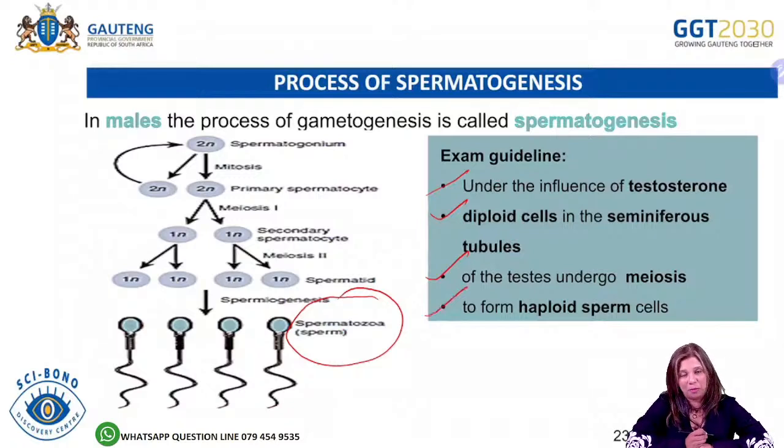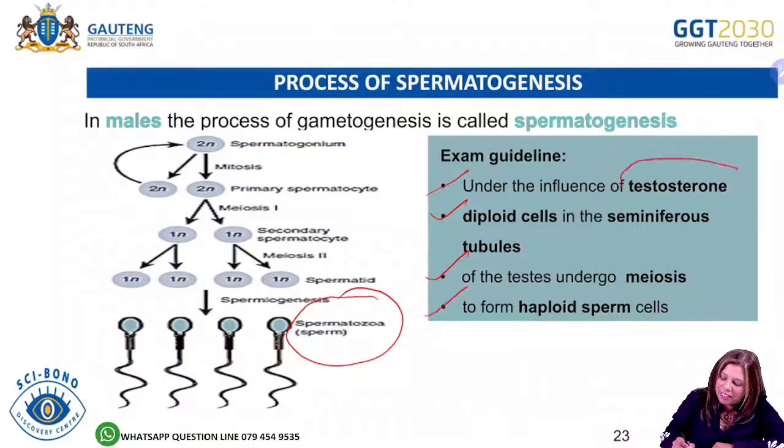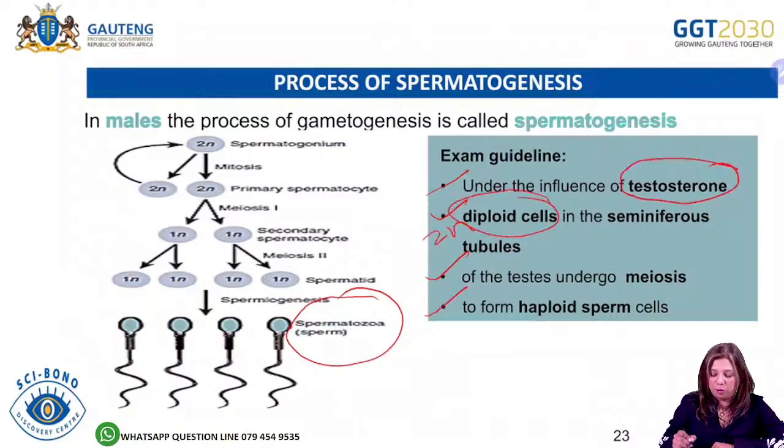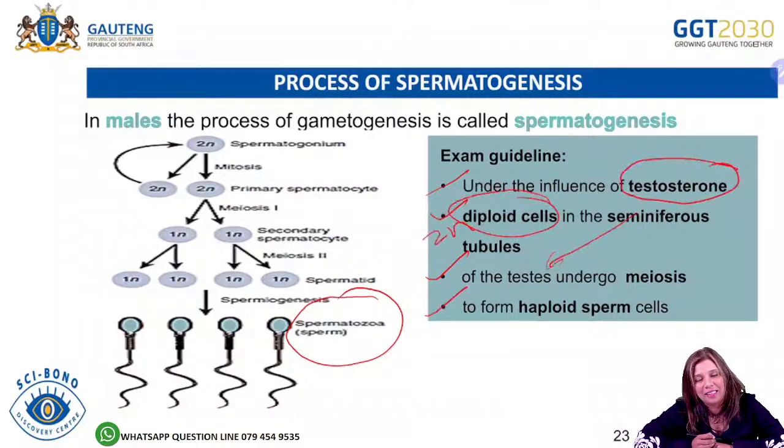We know that sperms are formed, okay? But we need to know what happens before. We know that something was diploid and then it needs to become haploid, because then you can't have fusion occurring. The ploidy number will not stay the same throughout generations. So under the influence of testosterone, remember we discussed testosterone under puberty in males? And under the influence of testosterone, diploid cells in the seminiferous tubules of the testes. So the seminiferous tubules are found inside the testes.